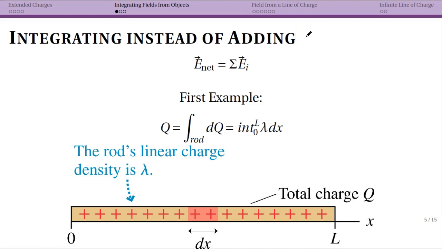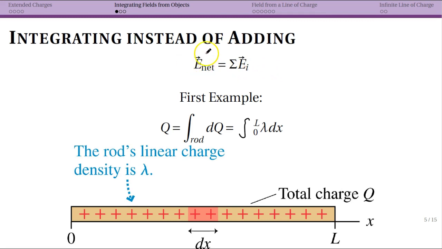We are now going to go through the actual approach of getting fields from an extended charged object. This is going to really just be describing the general approach. In the next video, we'll look at a specific example. So hopefully you already feel like you understand the earlier content of how we can find the field from multiple point sources. So we need to extend that idea now.